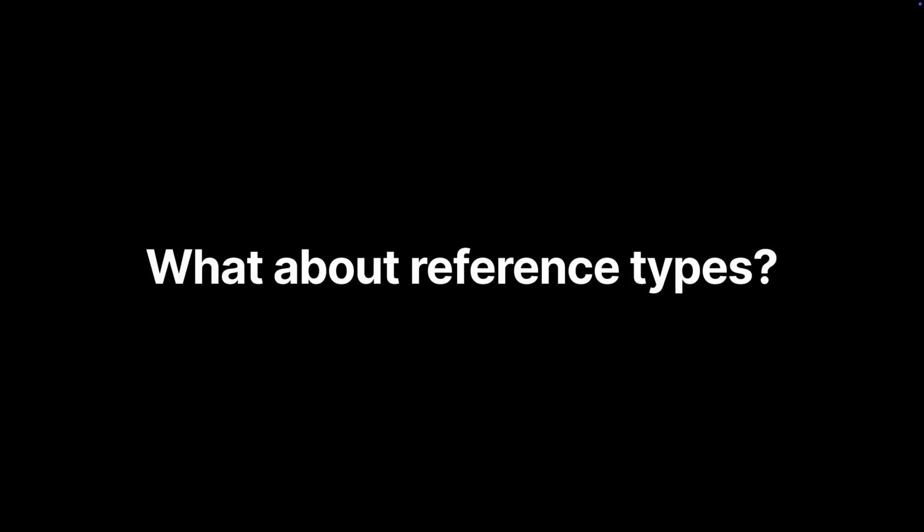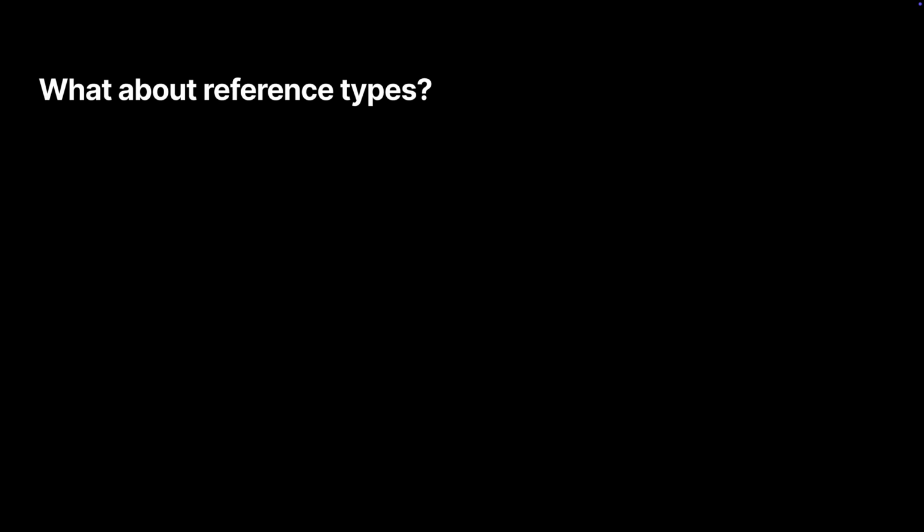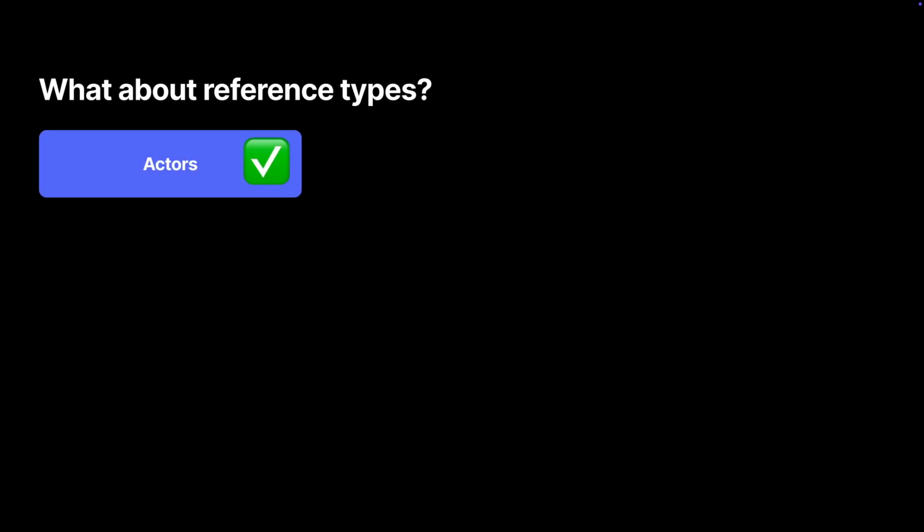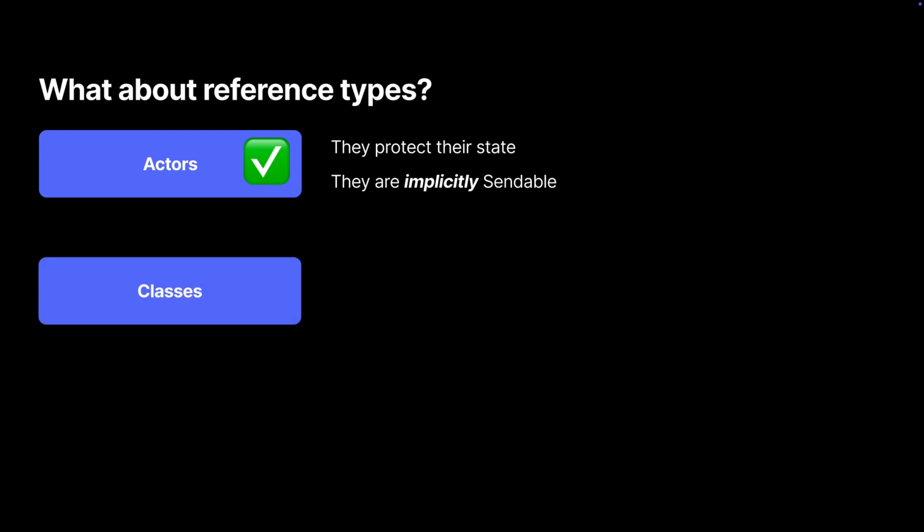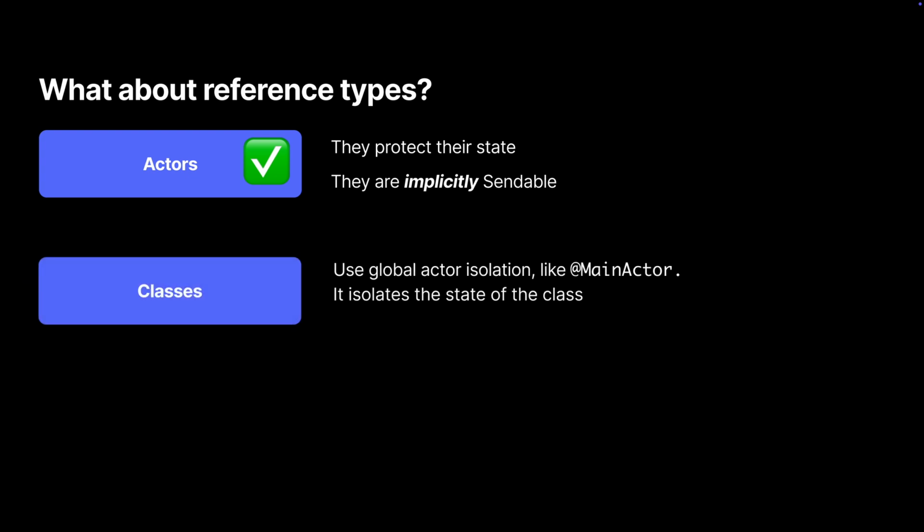But then, what about reference types? Well, actors' properties are safe to send across isolation boundaries, because the actor itself protects the state. That makes actors implicitly sendable. For classes, we can use global actor isolation, like main actor. It protects the access to the state of the class. Annotating classes with a global actor will also make them implicitly sendable.